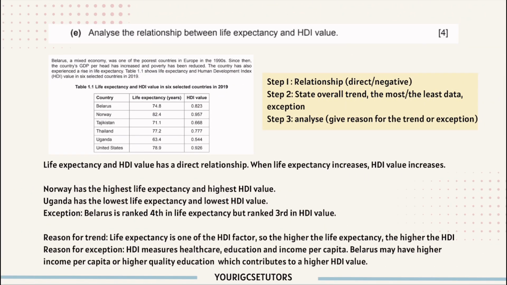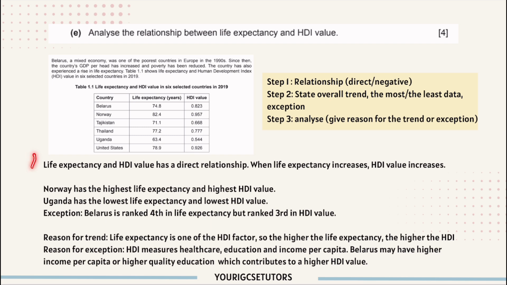So moving on, question E. Analyze the relationship between life expectancy and HDI value. So you can take a look at this data. Okay, so usually here are the steps that you need to take note. First step, you state the relationship between the two factors, which is life expectancy and HDI value. So you state whether it's direct or negative. Step 2, you need to state the overall trend, state the most or least data and the exception. Step 3 is to analyze, which is to give the reason for the trend or exception.